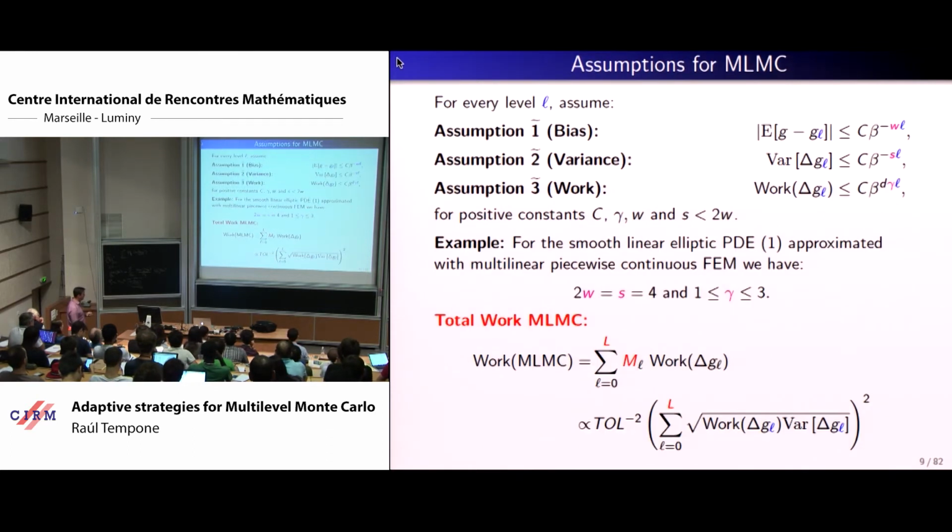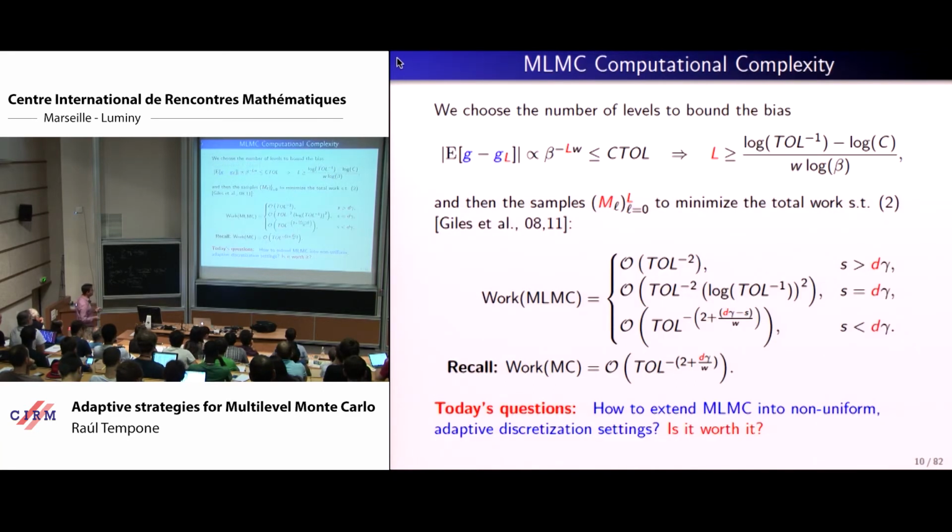So essentially both the work and the variance are behaving with respect to L in an exponential fashion, right? The work is growing with the d gamma rate, and the variance is decreasing with the S rate. So as long as S is larger than d gamma, this sum is convergent. And this is what explains the first result.